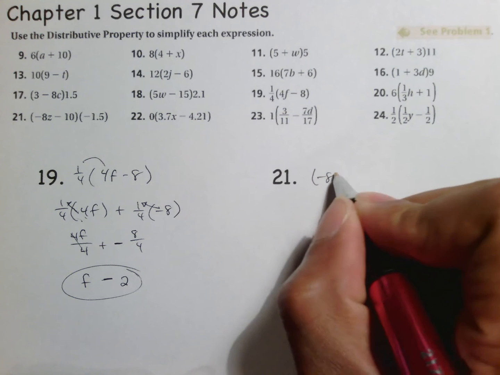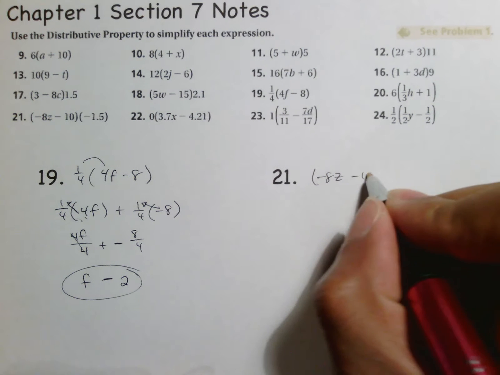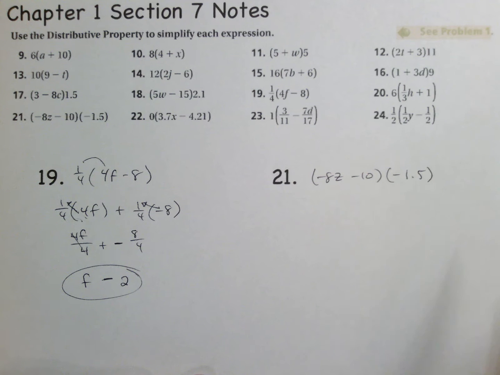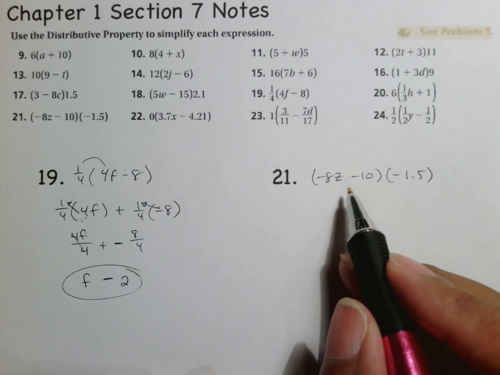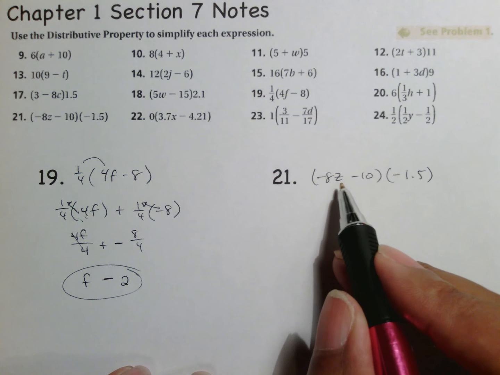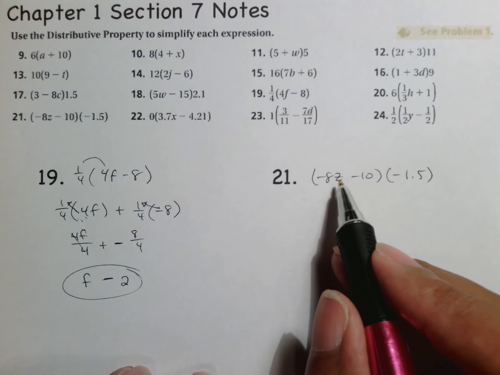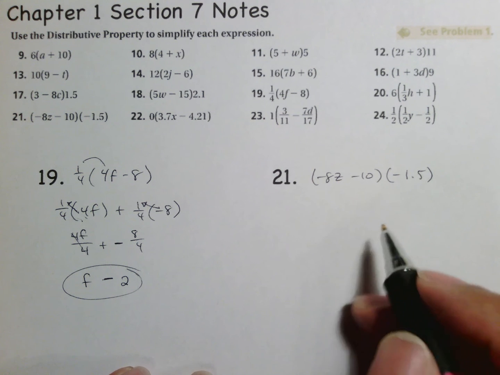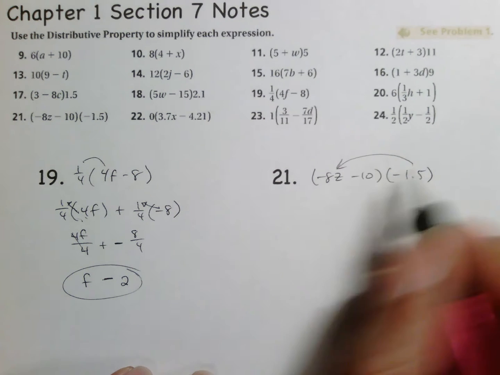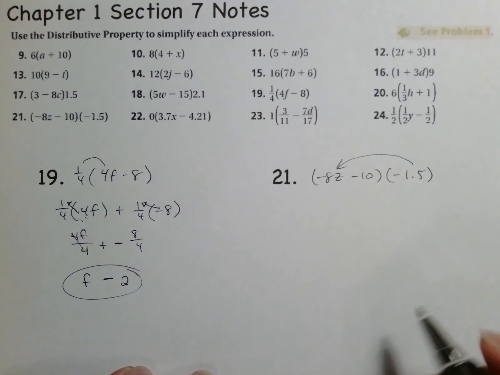21 gives us negative 8z minus 10, in parentheses negative 1.5. Notice that I put a line through my z. In algebra with all these variables and letters, you might want to do things like that so you don't confuse your z for a 2, because that can cause you a lot of issues. The other thing is that this piece on the outside can also be in the back, and you simply multiply it up.